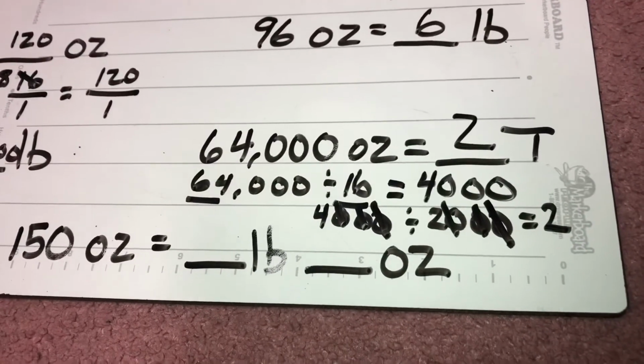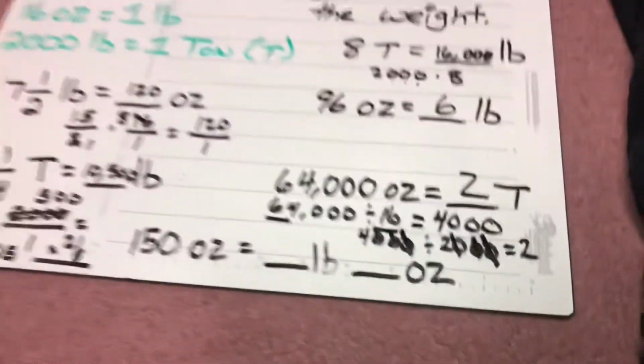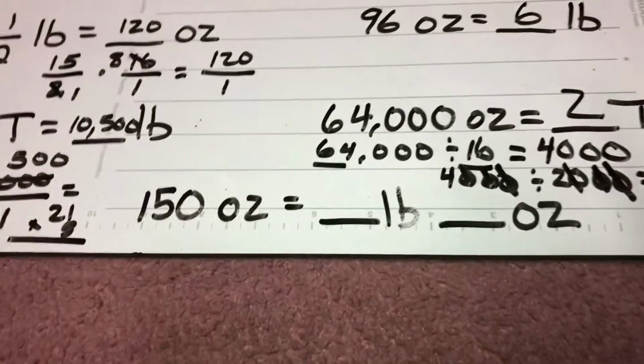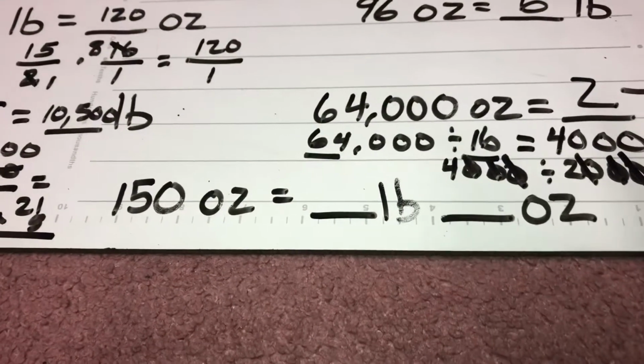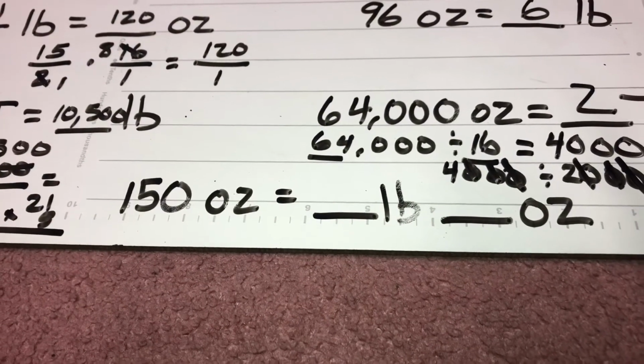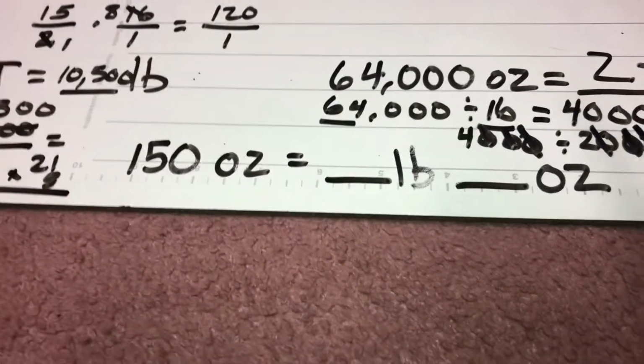64,000 ounces equals 2 tons. All right, last one in conversion before we get into comparing. 150 ounces equals blank pounds, blank ounces. So here they're going to break it up.